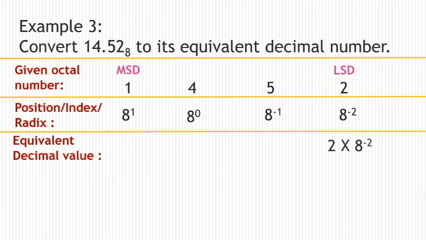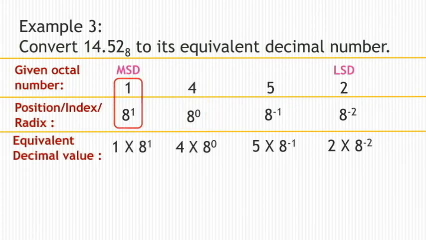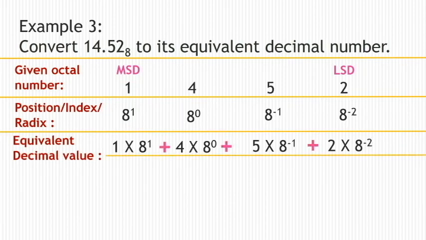Okay, so the next step is 2 into 8 raised to -2, 5 into 8 raised to -1, 4 into 8 raised to 0, 1 into 8 raised to 1. Add all this. Now let's start solving. The integer part is simple. We have already seen it. Now we will concentrate on the fractional part.